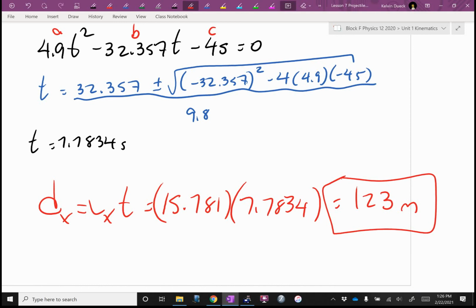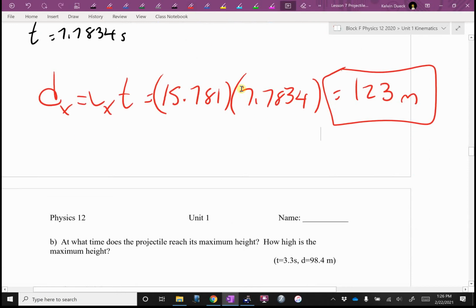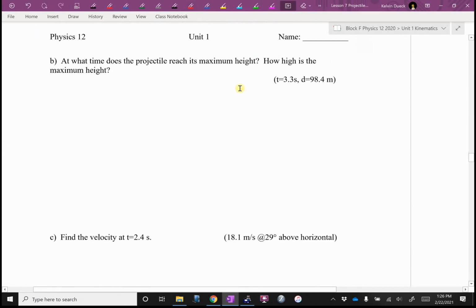Even something as basic, I've seen kids put Vy where Vx is in the horizontal column and Vx where Vy is. Do the rest of the question right, but there's no error on your calculator that will tell you that you've done it wrong. Okay, a couple more, we're done. We'll finish with part B here.